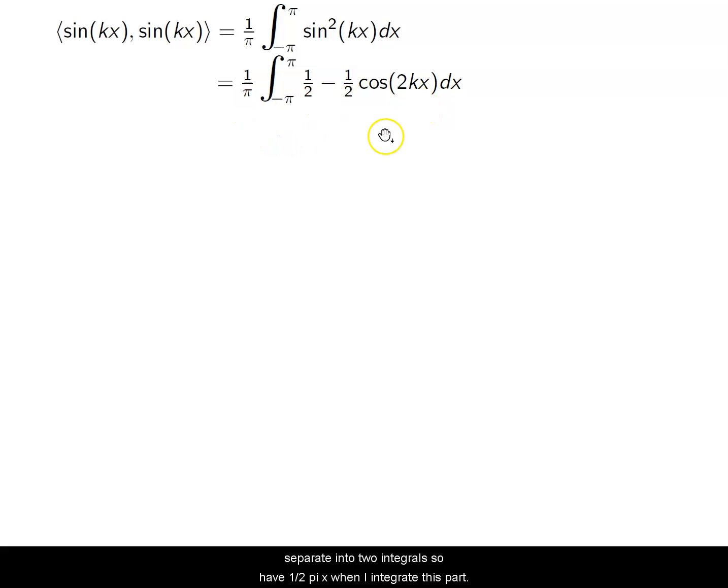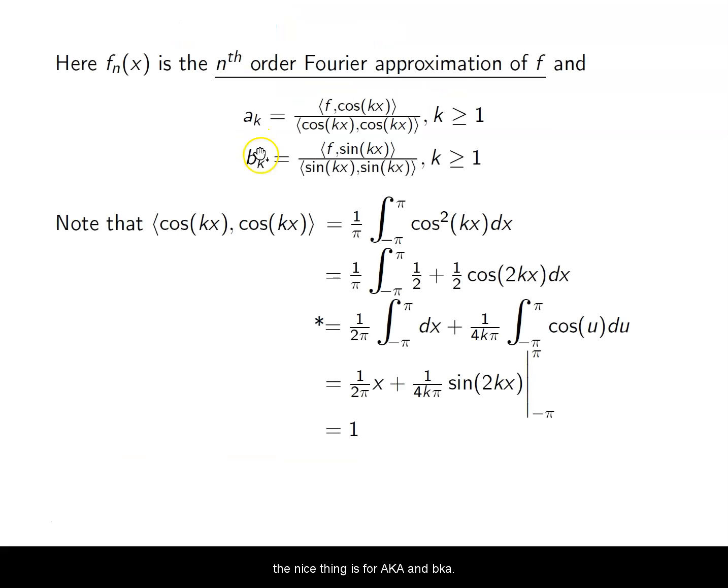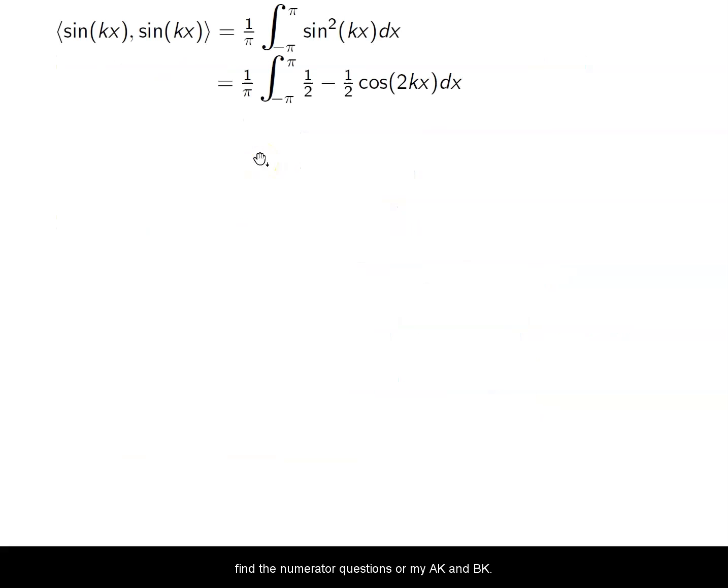Same thing, I'll separate this into two integrals, okay? So I have 1 over 2 pi x when I integrate this part, and then this turns into a 1/2 sine, right? The signs stay the same for integration from doing a u sub, and I evaluate that from pi to negative pi, which gets me 1 as well because this falls out, it goes to 0, and then I have the exact same situation I had before. So the nice thing is for AK and BK, these are always 1 on the bottom. So really, I just have to find the numerator portions for my AK and BK integration.